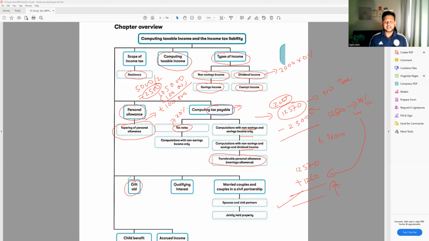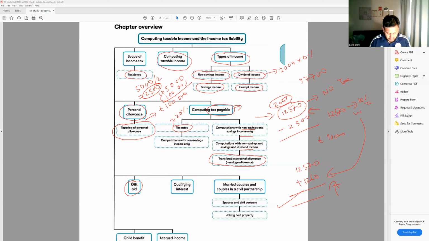Gift aid is basically when you make a donation to a charity, then there is some tax advantage you will get. For example, your basic band will be extended. Let's say, for example, we pay tax up to 37,700. We pay the tax at 20%.